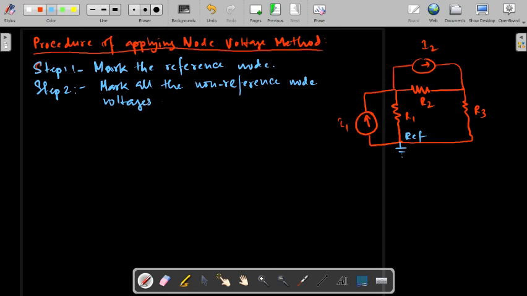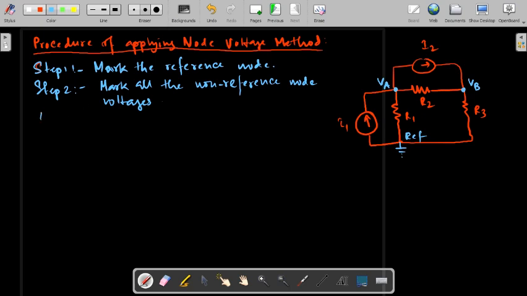Here you can see what the non-reference nodes are. This is one non-reference node and this is another non-reference node. I am directly marking the non-reference nodes as VA and VB. So step 2 is over now.